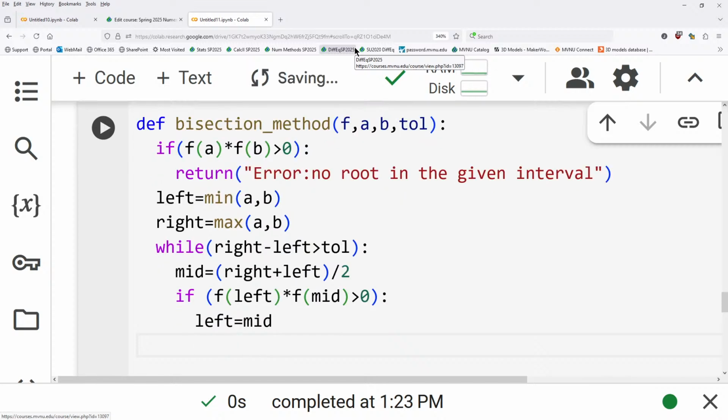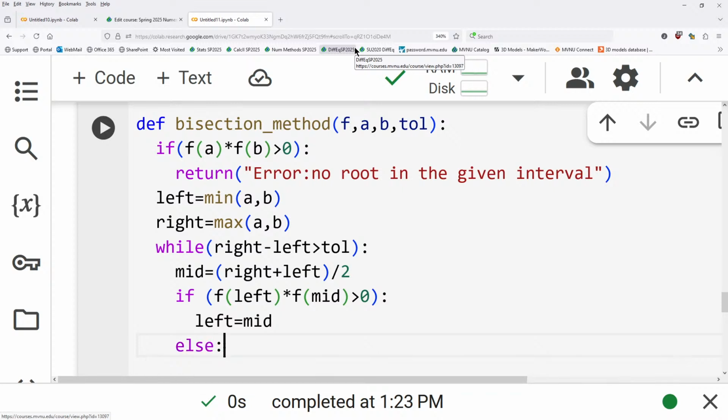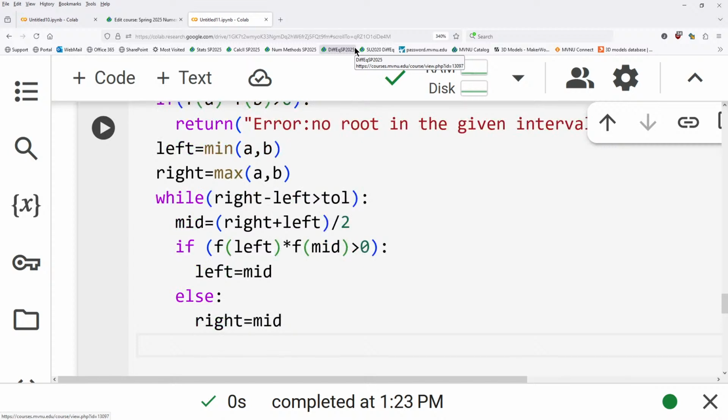And then just back off so that it's on the same level as the if there, and we're going to say else. So else just means, well, if that's not true, here's what you do. We make the right equal to the middle, and then that does it.